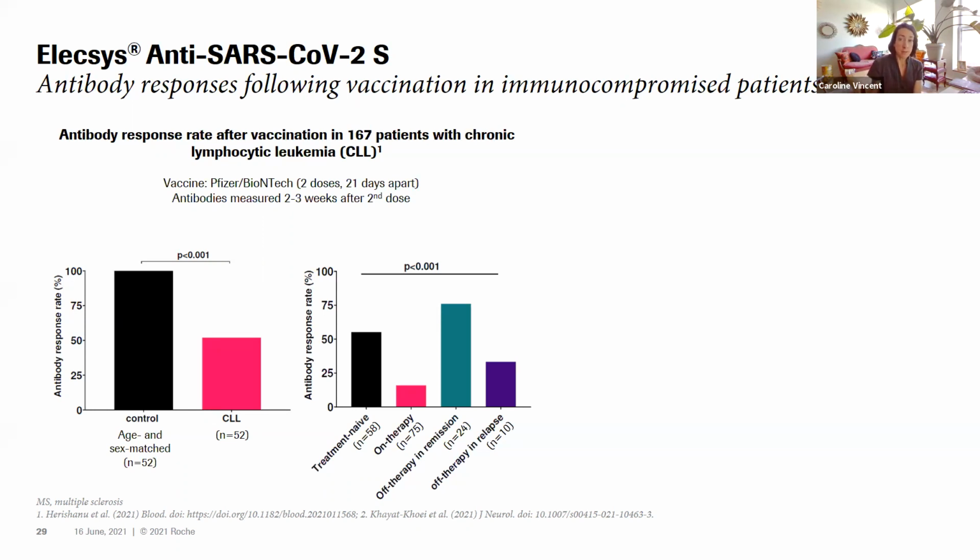In the figure on the right, we see that among patients with leukemia, the antibody response rate varied between 16 to 79%, and this was dependent on the treatment or disease status at the time of vaccination.